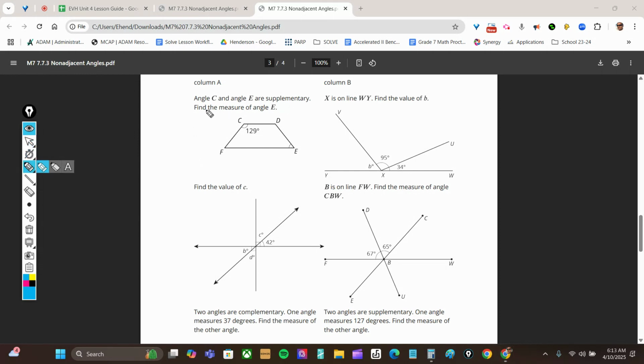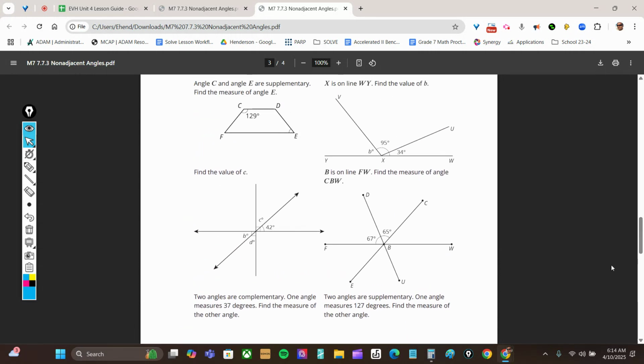Down here it says angle C and E are supplementary, find angle E. So right here you're going to find the missing angle for E. Find B over here. Down here they want you to find a missing angle C. And right here find the measure of CBW, so that's right here. They want you to find the missing angle. And then I believe there are some more.